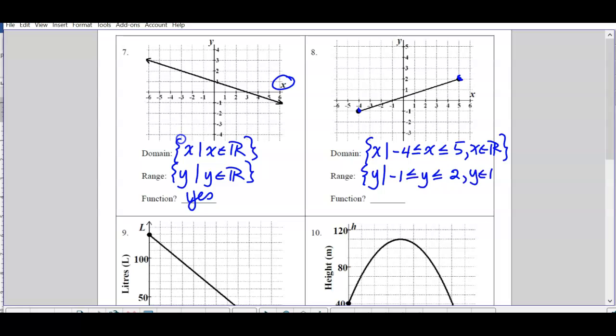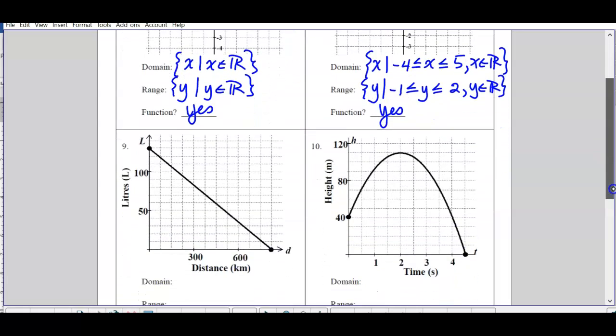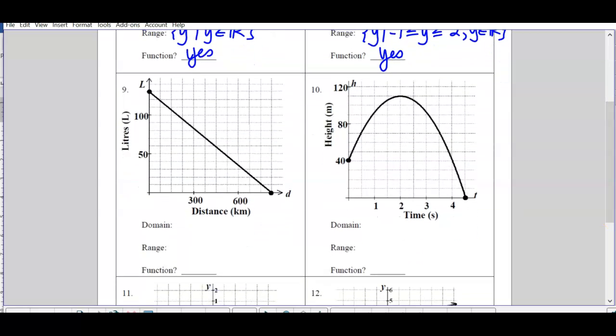Inequalities, y is an element of the set of reals. If you do it like that, lowest value, highest value, then the variable in the middle, then inequalities are always opening to the right. Function, yes.